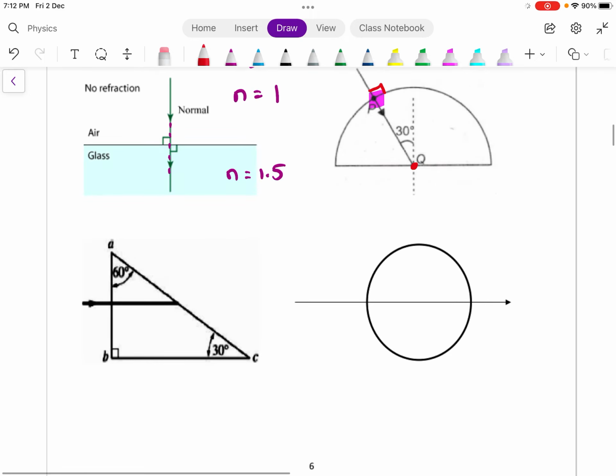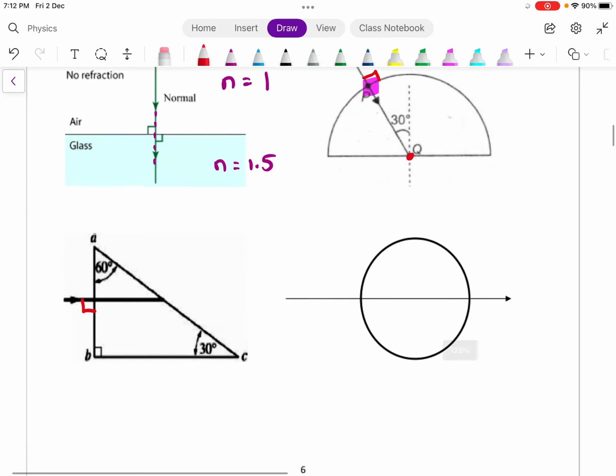Okay, the third diagram is a triangular prism. Of course, this is 90 degrees. So when the light enters perpendicular to the surface, there shouldn't be any bending. Last but not least, we have a full circle. When the light enters, at this particular part, it is perpendicular. When you enter the circle, you must cut through the center of the circle. So this is how I know it's perpendicular to the surface.